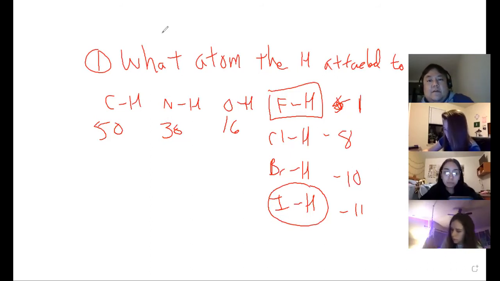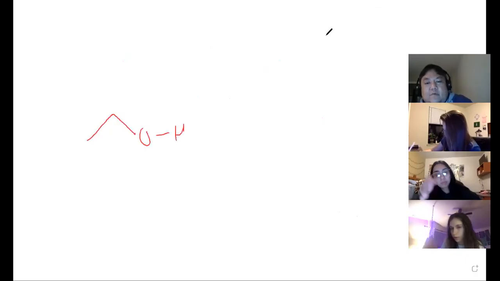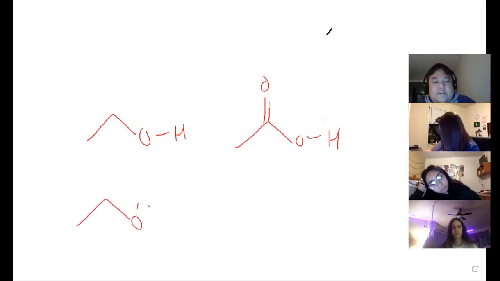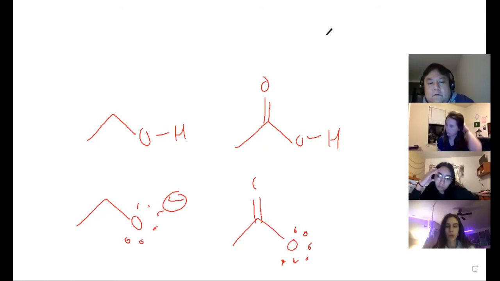All right, the next thing is resonance. So which one of these is more acidic? They're both attached to an oxygen, so that doesn't help me. But if I remove the proton, what does the one on the right have that the one on the left does not have? Resonance. Resonance is your next most important thing.